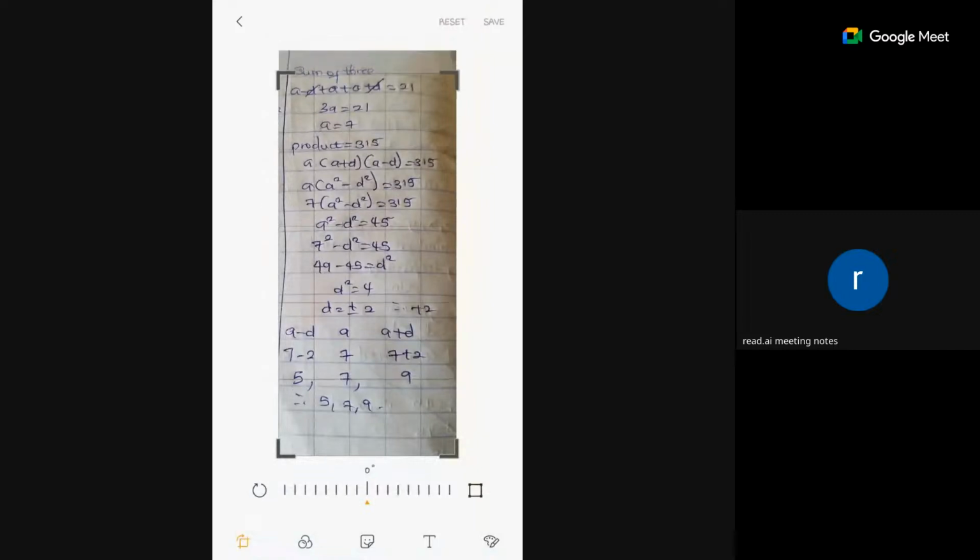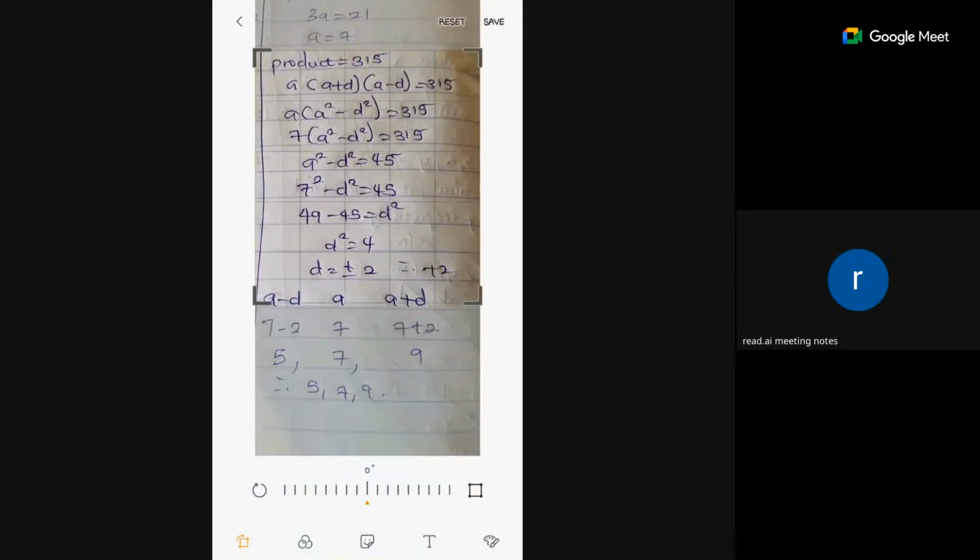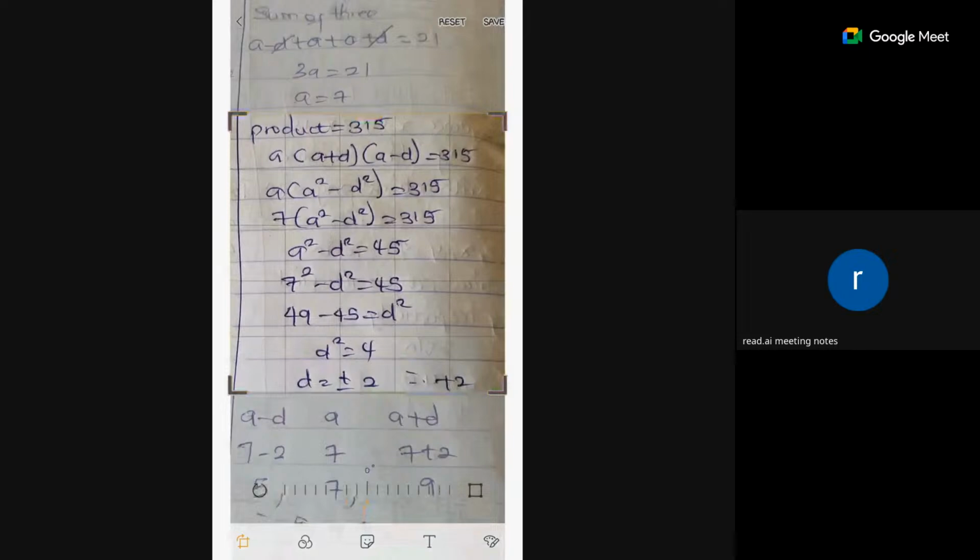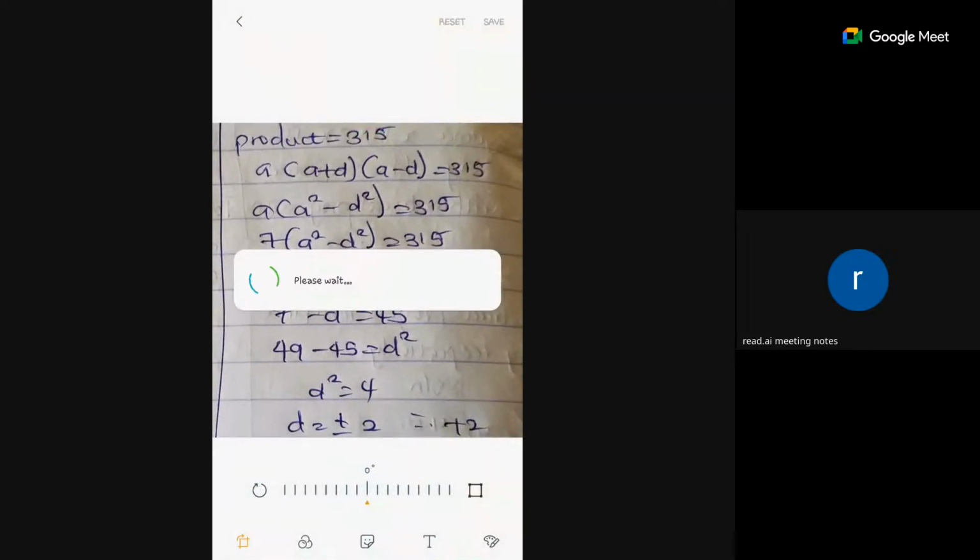So my first term is what? 7. My A here is 7. So since I've gotten my A to be 7, I can also move on to the second part that says the product is 315. So I've done the sum. If the product is 315, that means I'm going to multiply the three together. So A will multiply A plus D, and we multiply A minus D. I'm going to have 315.